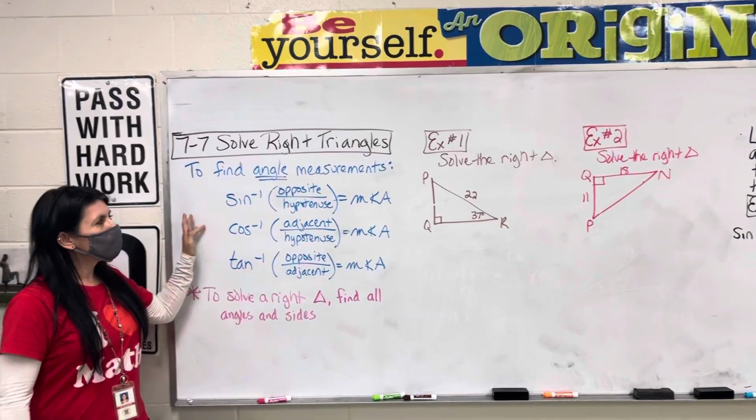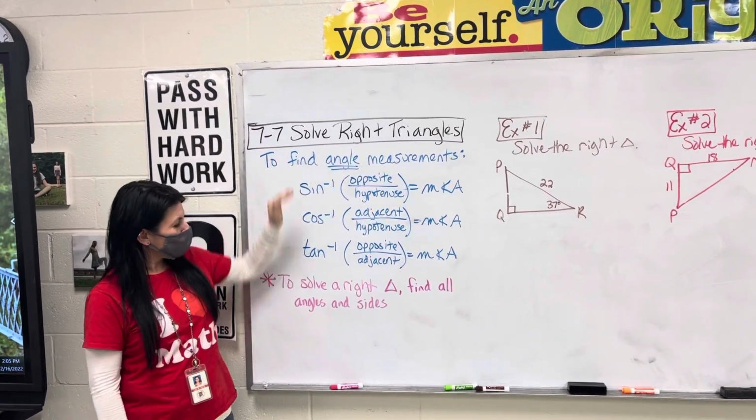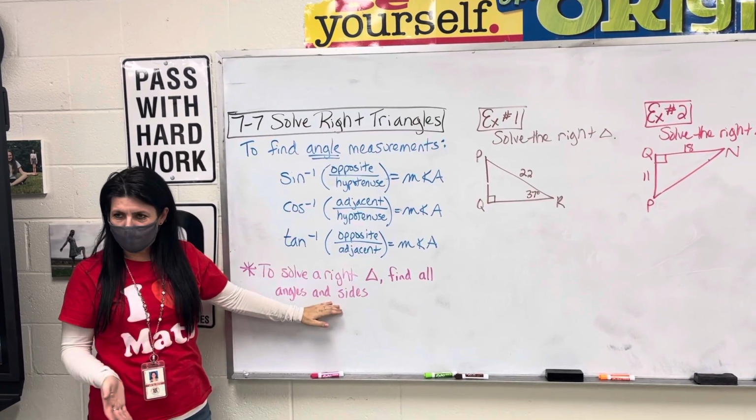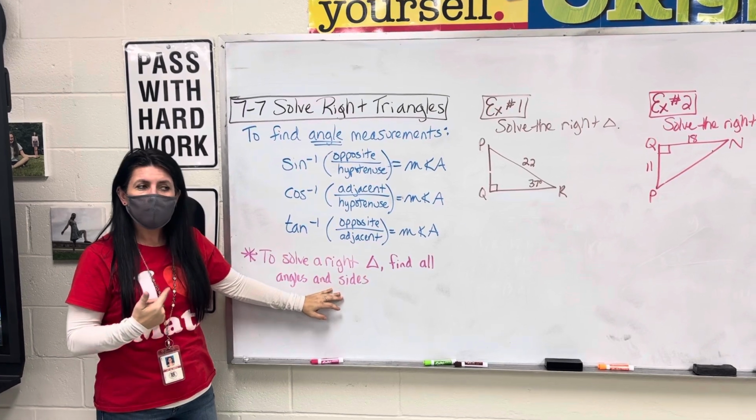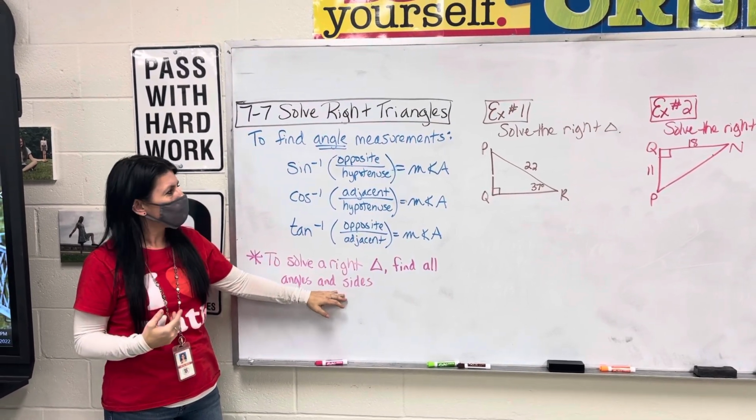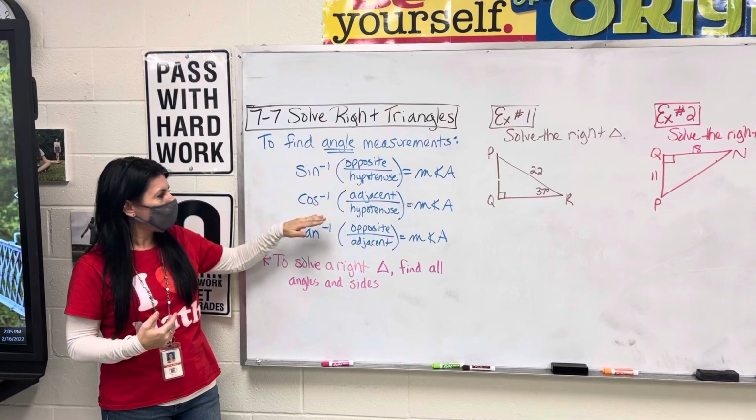Okay, 7-6, we're solving right triangles. What that means is to find everything. So whatever's missing, you find all the angles and all the sides. In order to do that, we have a new idea for today, and that's inverse sine, inverse cosine, and inverse tangent.